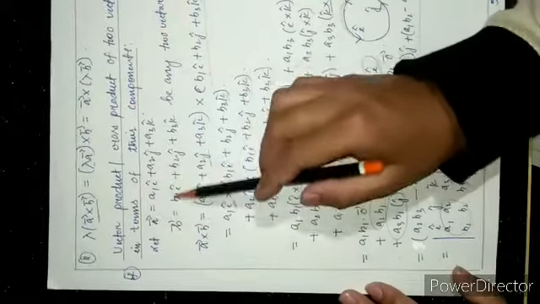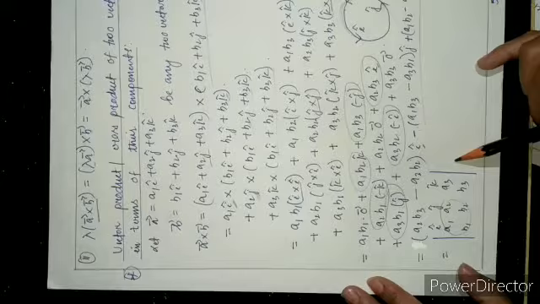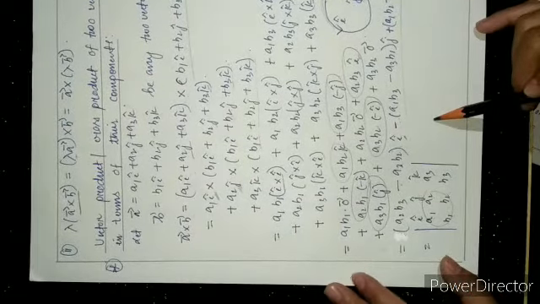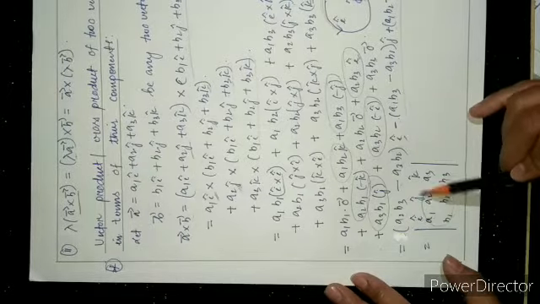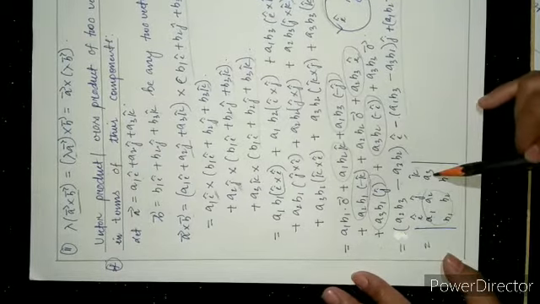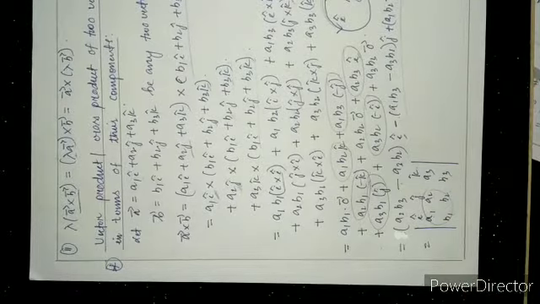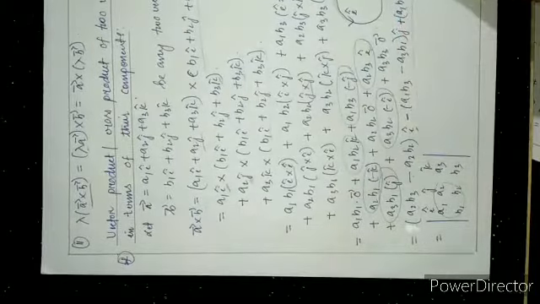The cross product of two vectors in terms of their components is equal to the expansion of a determinant. All the elements of the first row will be I cap, J cap and K cap. Then write the components of A vector and write the components of B vector.